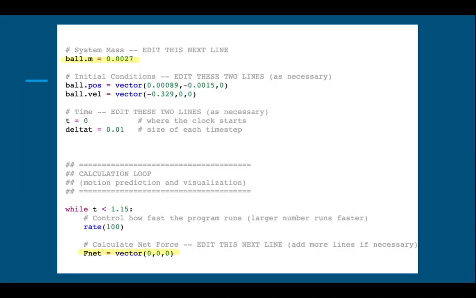The ball's mass was changed to SI units of kilograms, and the initial conditions were also updated. The F net was also updated to be 0, 0, 0 because the ball is in constant velocity, so there is no acceleration, and thus no net force acting on the ball.